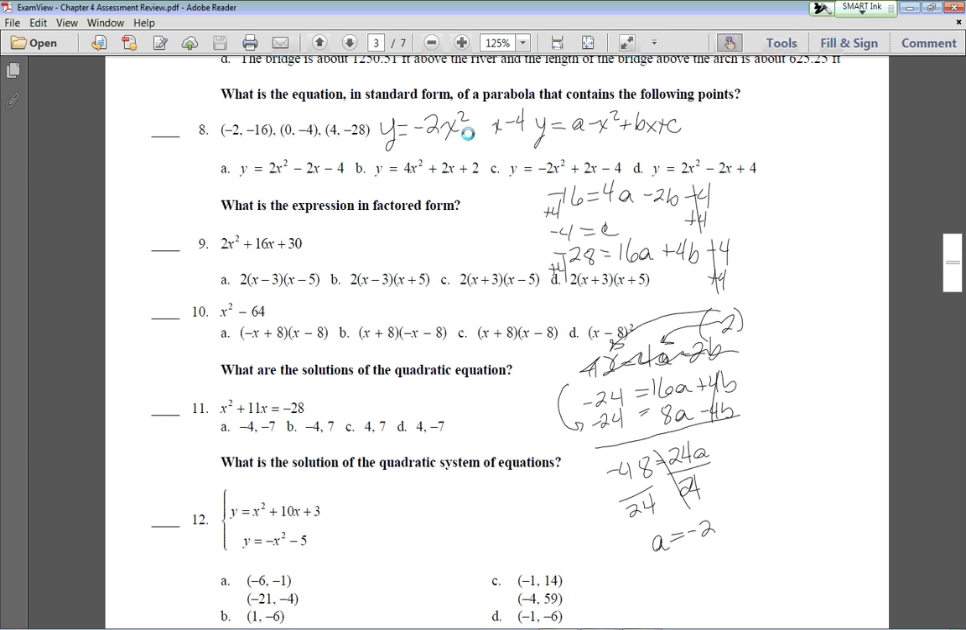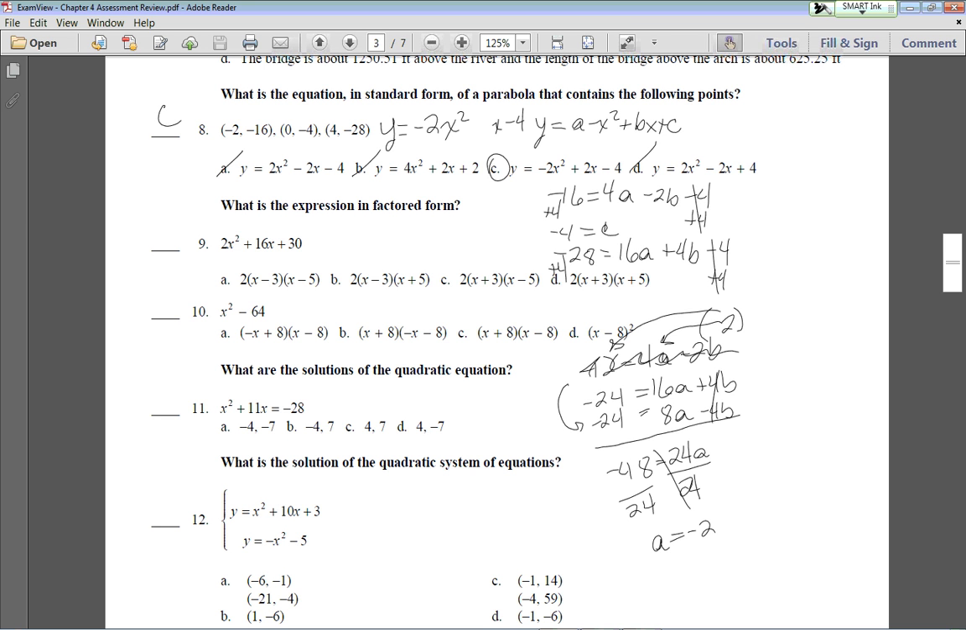Do we have enough information now to answer this question? Well, let's check our answers. We know this starts out y equals negative 2x squared. Well, that doesn't start out y equals negative 2x squared. Neither does this one. This one does. This one does not. So that means our answer has to be C.